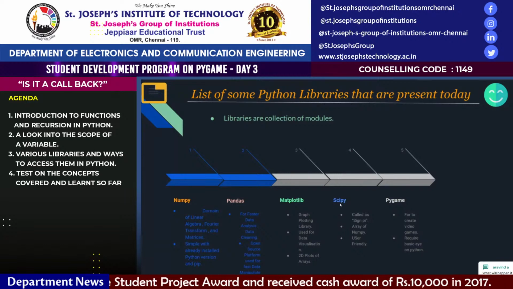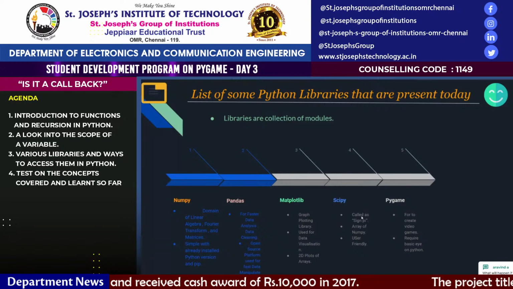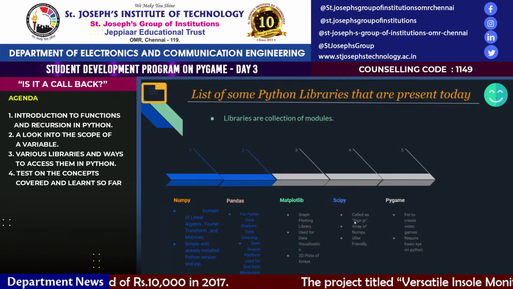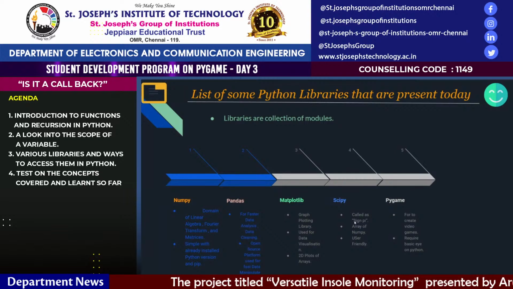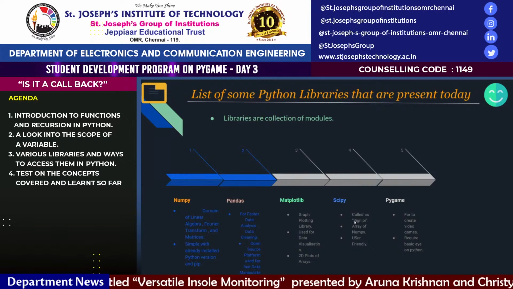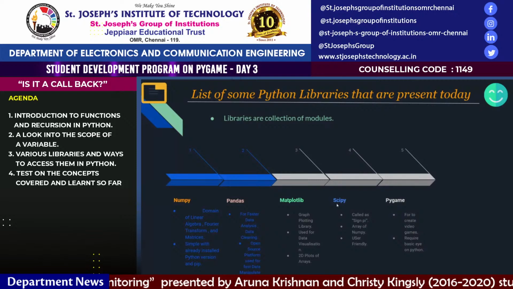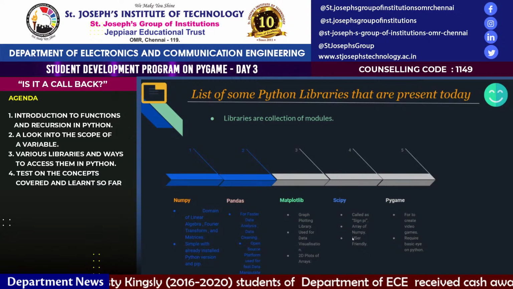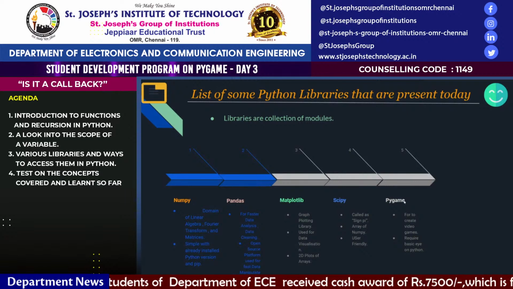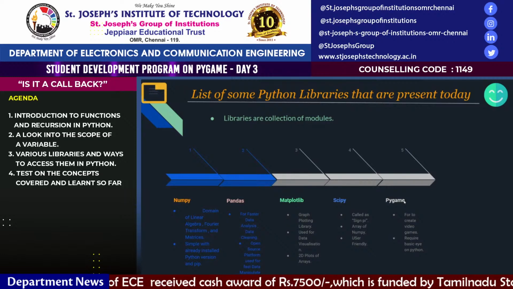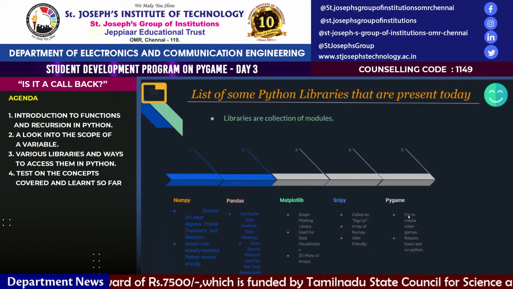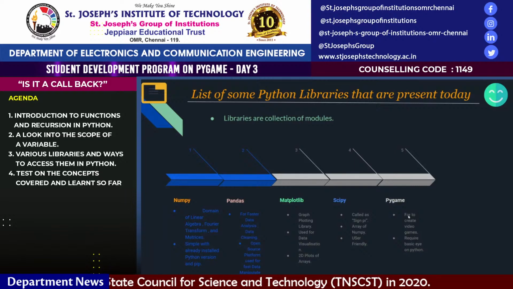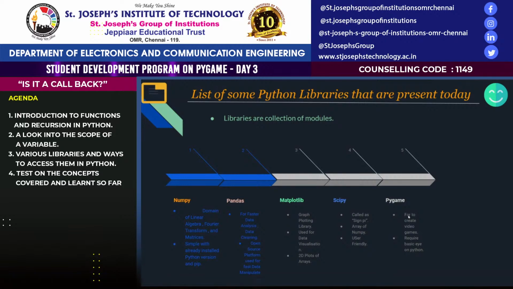Next we have SciPy. It's usually pronounced as Sigh-Pie, and it's very useful for solving scientific and mathematical integration problems. It's very user friendly and has greater flexibility towards Python programming. And at last we have Pygame. It's used to create a cross-platform set of Python modules, which is very vital in creating video games. It is a free and open source platform to use. However, you will be learning about Pygame in upcoming sessions of the student development program.